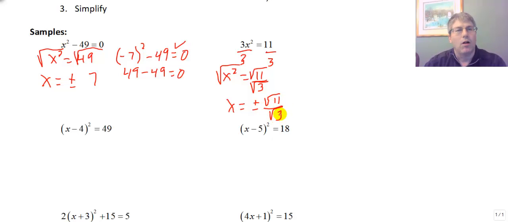Now you may recall we don't like square roots in our denominator. We don't like this irrational, so we have to rationalize that. Well, since it's a square root, we can just multiply the numerator and denominator by radical 3, and we get x equals plus or minus the square root of 33 all over 3.